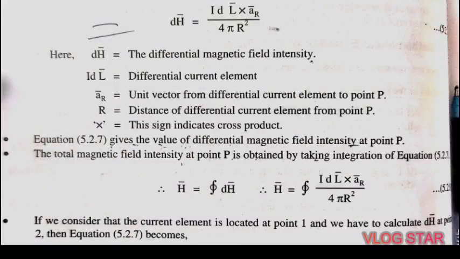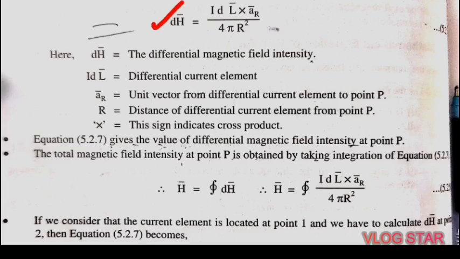Hence the equation becomes dH bar, that is the differential magnetic field intensity, is equal to IdL, that is the differential current element, cross aR cap, that is the unit vector from the differential current element to the point P, and R is the distance of the differential current element from point P. Where this cross sign is nothing but the cross product. So finally we have got the equation for dH bar.